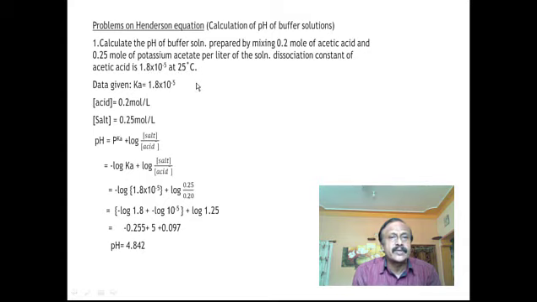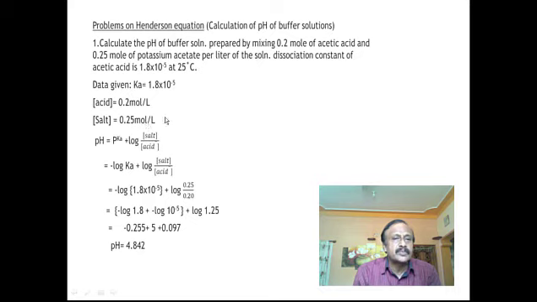Students, while solving problems, you have to look into the data that is given and what is being asked. So you have to focus on that. Here the data given is the acid dissociation constant, that is 1.8 into 10 to the power of minus 5. The concentration of the acid, that is acetic acid, is 0.2 moles per liter, and the concentration of the salt, that is potassium acetate, is 0.25 moles per liter.